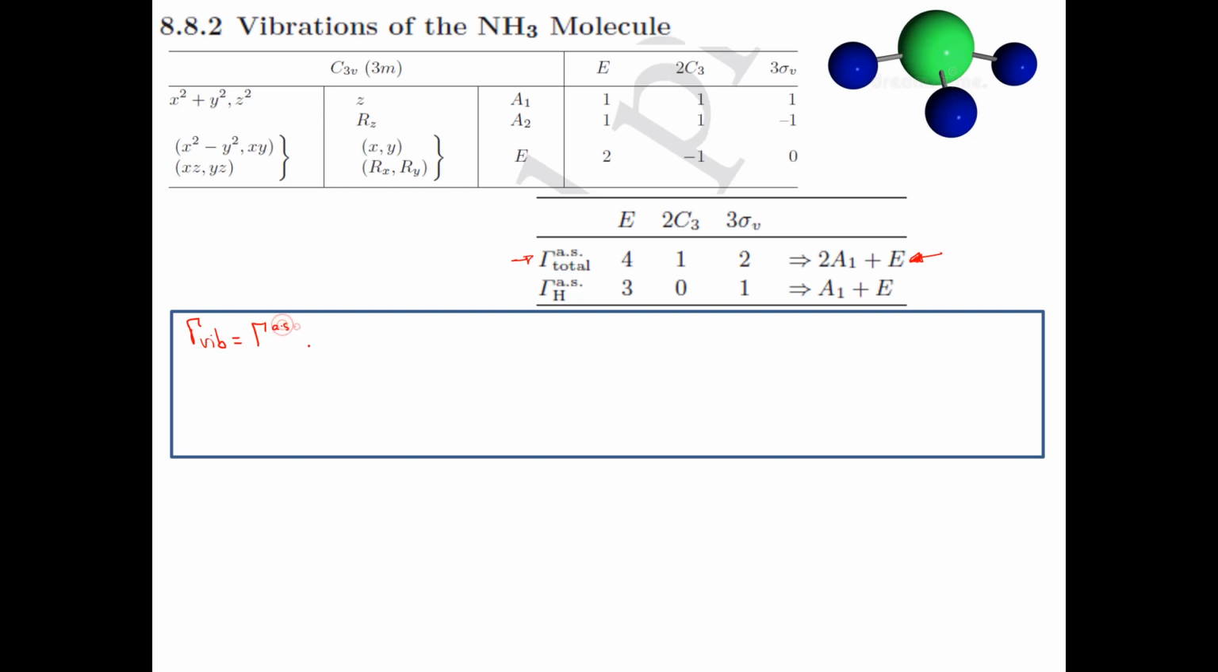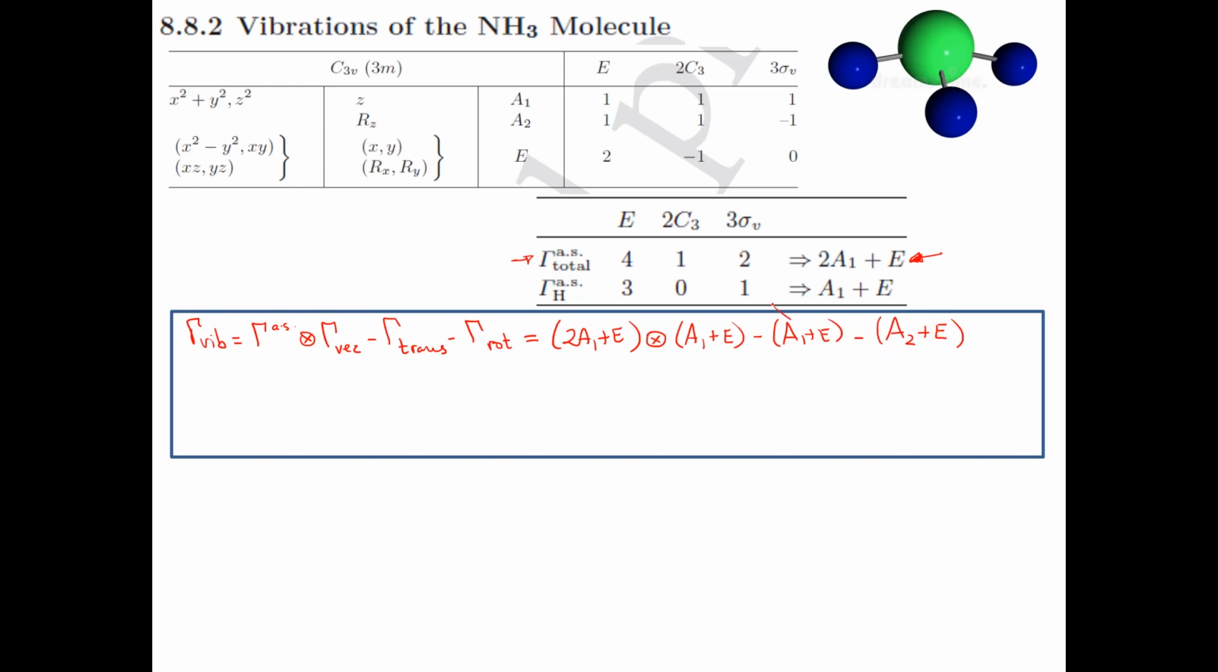Gamma equivalence direct product with vector minus gamma translations minus gamma rotations. In this case, we have a three-dimensional molecule, so we have to subtract three rotations, rotation around X, around Y, and around Z. Okay? So this is 2A1 plus E. Is the equivalence representation times the vector. The vector is A1 plus E minus translation, which is again the vector, minus the three rotations. Rotations are A2 for RZ and also E for RX, RY.